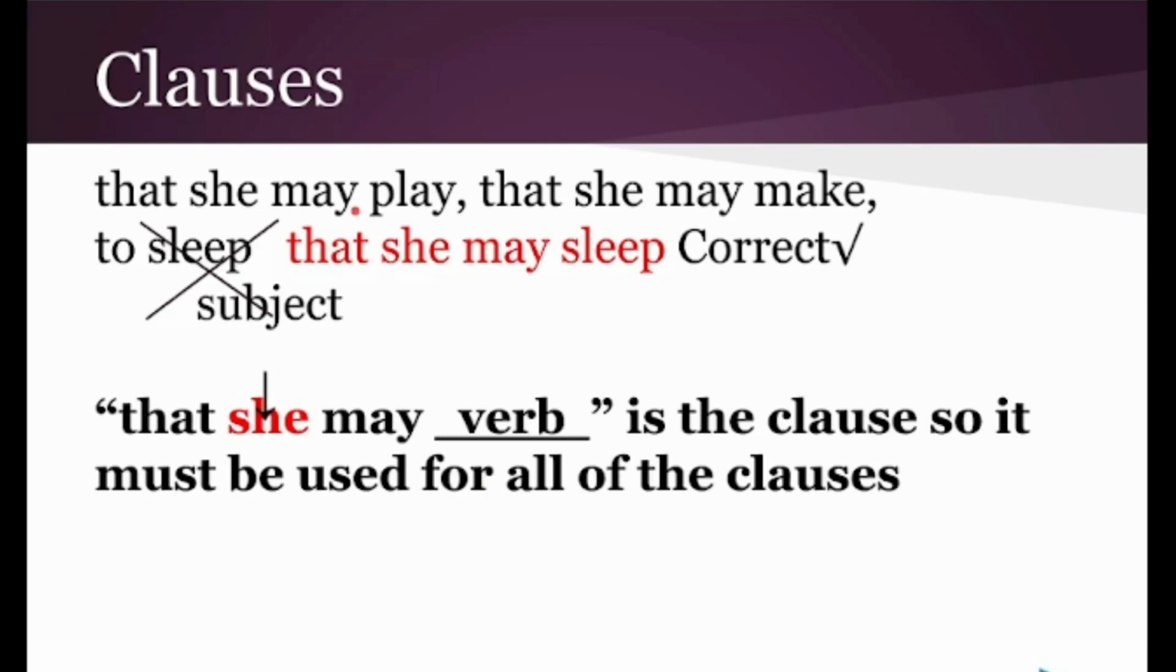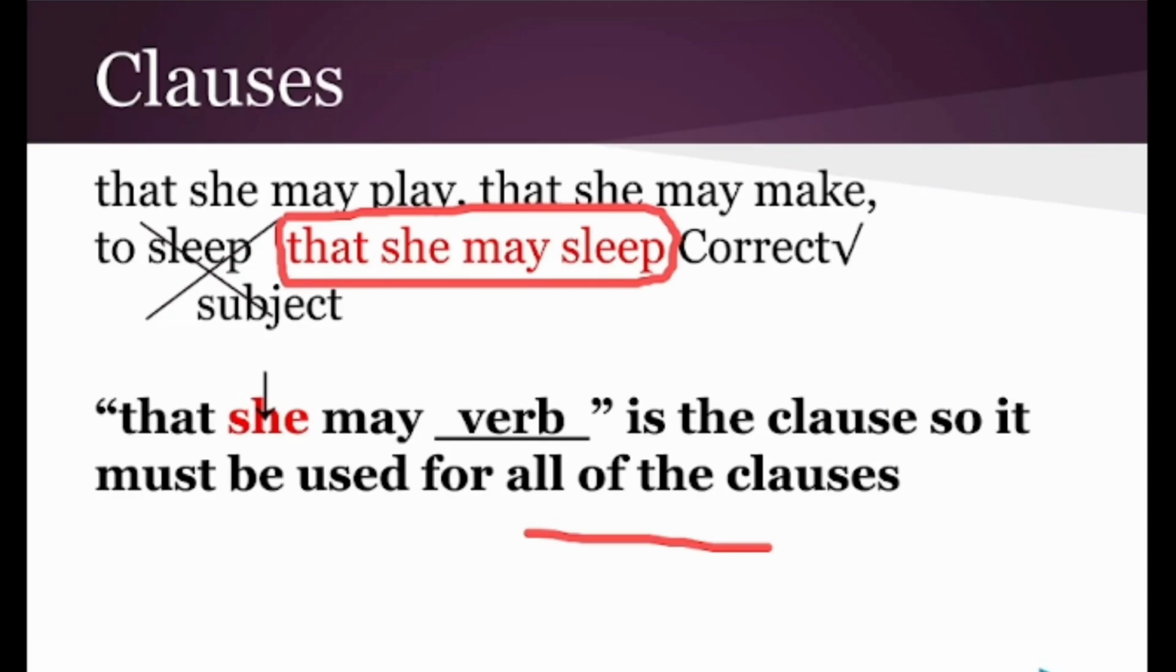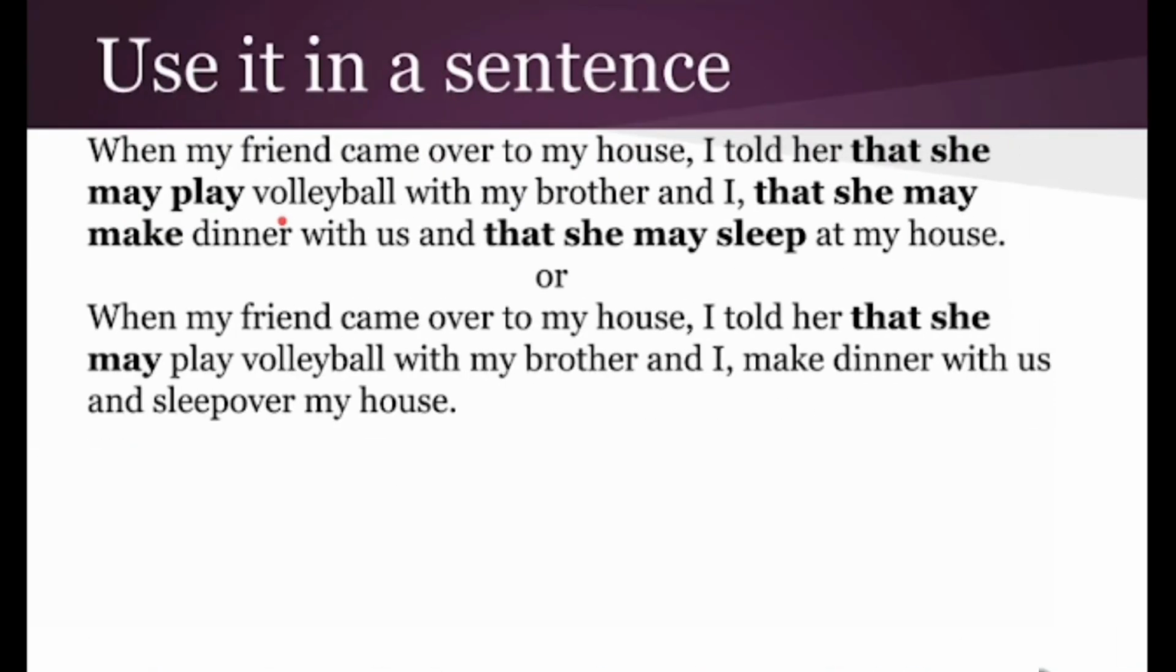So it must be used for all of the clauses. So this is the correct clause. Yeah. So how can we use it in a sentence? When my friend came over to my house, I told her that she may play volleyball with my brother, and that she may make dinner with us, and that she may sleep at my house. Okay, this is one way of writing.